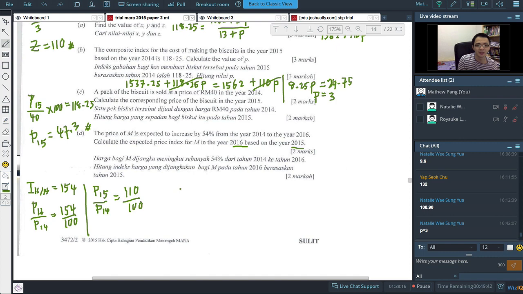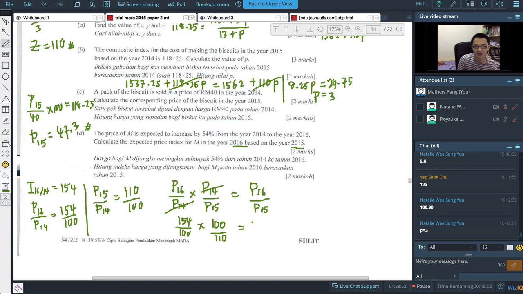So what I can understand is if I multiply price for 16 over price for 14 by price for 14 over price for 15, which I assume they can simplify, then I can get price for 16 over price for 15. Alright, so yeah, this is the idea. So I will get 154 over 100 multiplied by 100 over, because I already flipped it over.